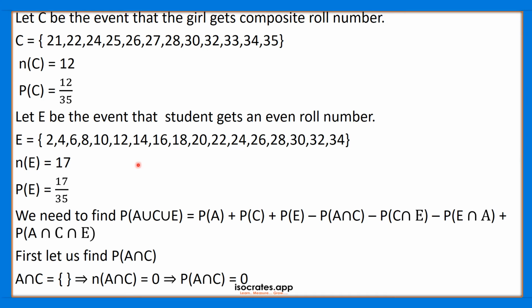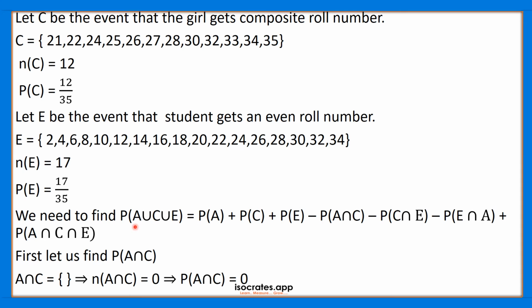Again, in order to find the probability of the event E, we are again using the formula P of A is equal to number of favorable outcomes divided by total number of outcomes. P of E is equal to N of E divided by N of S, which is equal to 17 by 35. Actually, we need to find the probability of getting A or C or E.